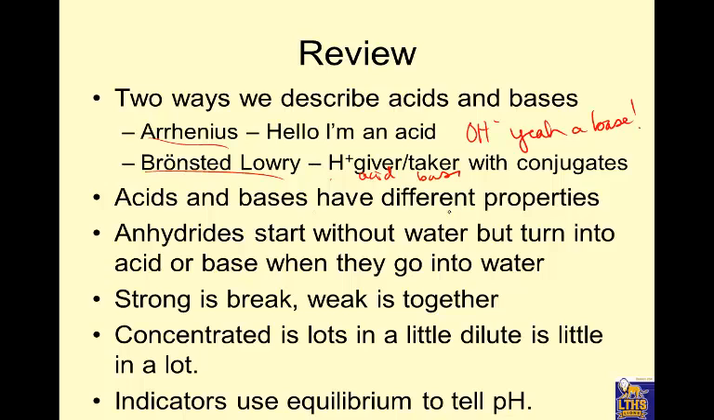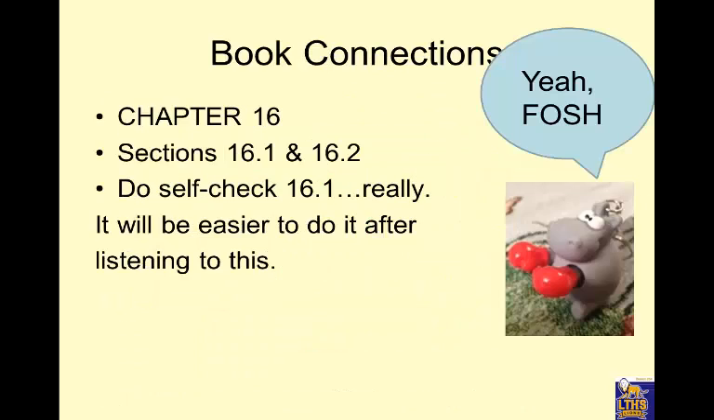All right. Acids and bases have different properties. Make sure you write those down, get to know them. Anhydrides start without water. Okay, so they're oxides. But when you put them in water, they turn into acids or bases. Strong means they break into ions 100%. Weak means they stay together. Concentrated is lots of solute and a little water. Dilute is a little solute and a lot of water. And equilibrium: indicators use equilibrium to tell us pH.